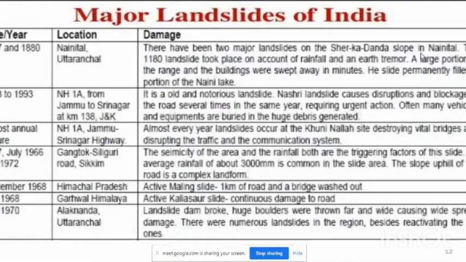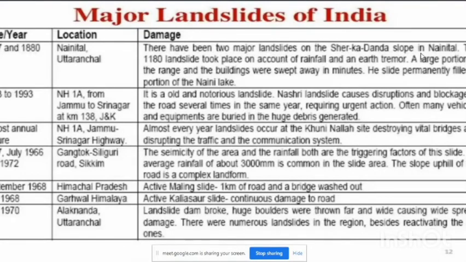Major landslides of India. Date 1867 and 1880. Location Nainital, Uttaranchal. There have been two major landslides on Sherkha Dhanta slope in Nainital. The 1880 landslide took place on account of rainfall and an earth tremor. A large portion of the range and the buildings were swept away in minutes. It permanently filled a portion of the Nainital lake.